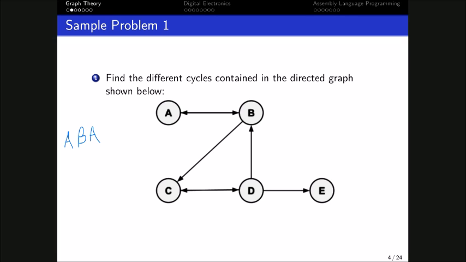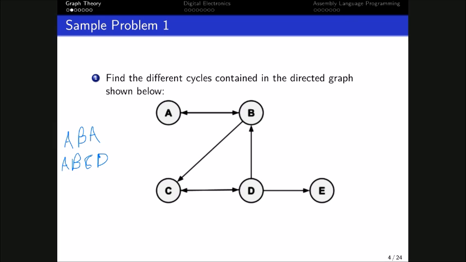Now we're going to have to figure out a way to redirect back to A. So let's say we start at A, and we go to B, and then we go to C, because that's the only one available, right? And then the only one available from C is D. And then D can go to E, and D can go to B.